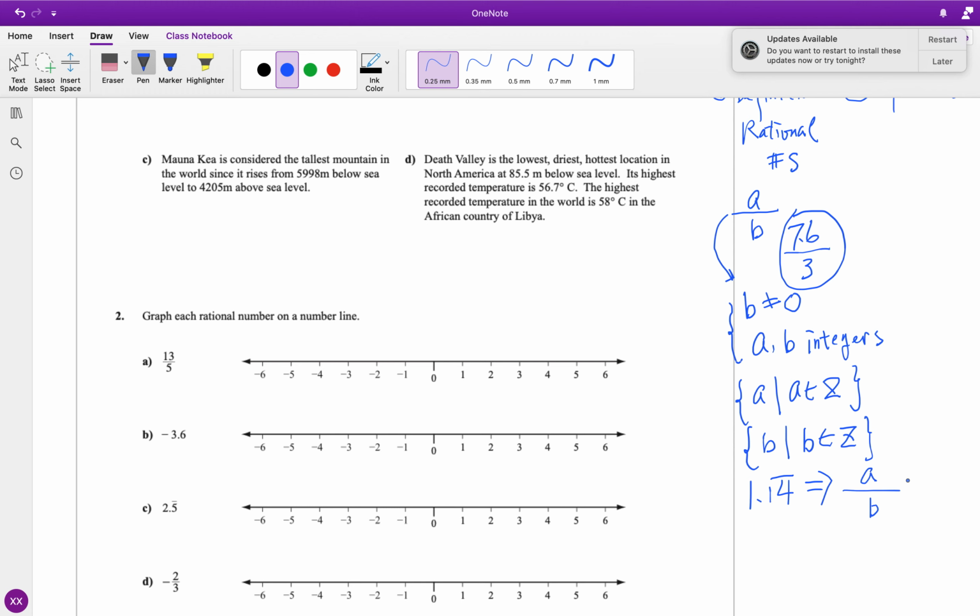We did not have time to go through it in class. Some students I can see are able to do that. So please try this by yourself. How can I write a repeating decimal into a fraction?